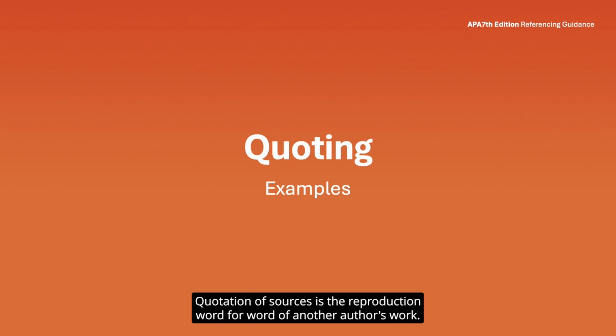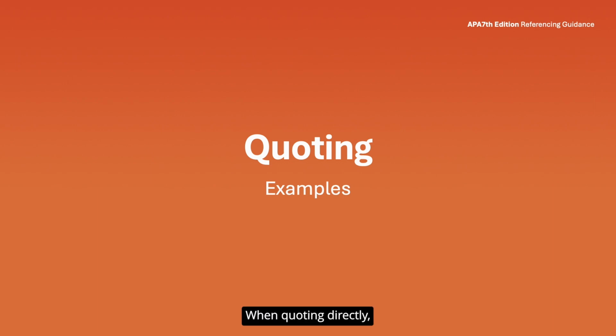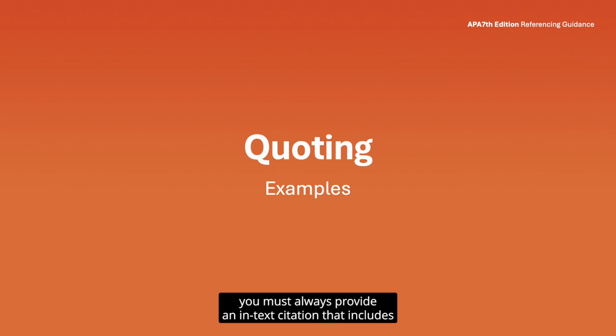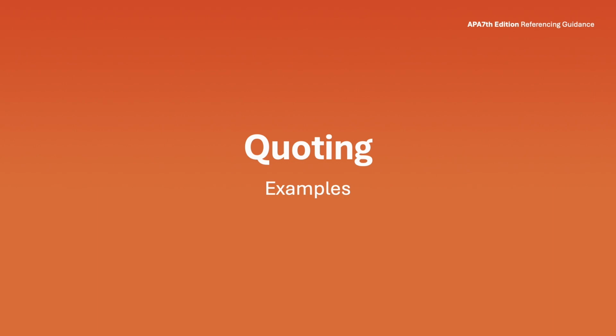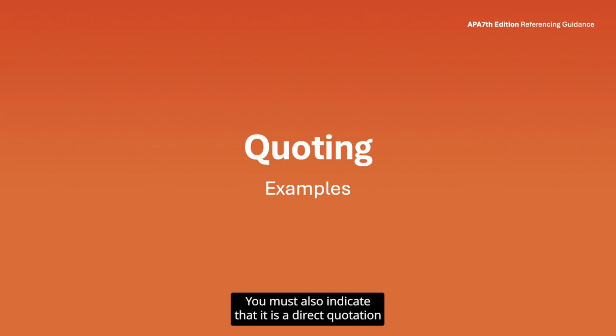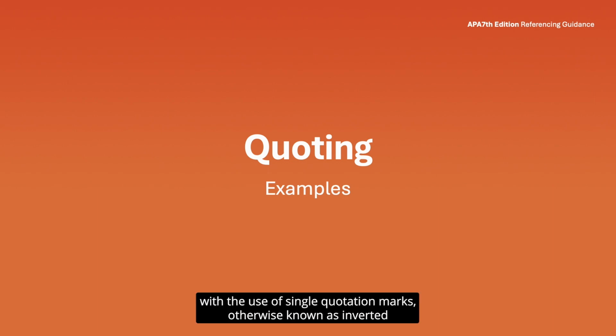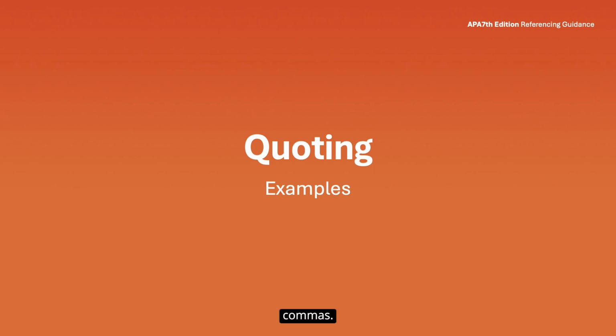Quotation of sources is the reproduction word for word of another author's work. When quoting directly, you must always provide an in-text citation that includes the author, year, and specific page number when this is available. You must also indicate that it is a direct quotation with the use of single quotation marks, otherwise known as inverted commas.